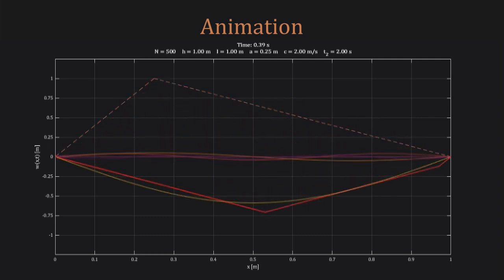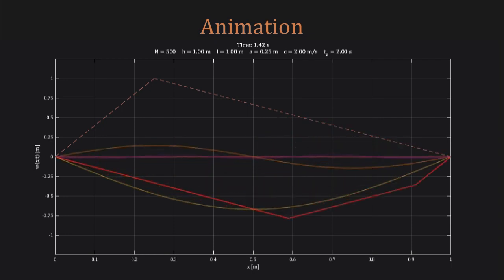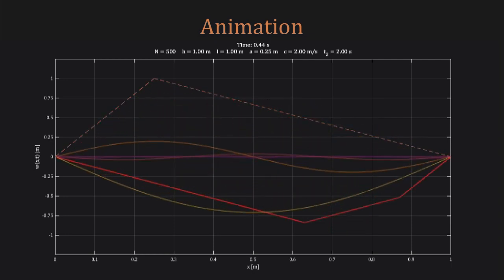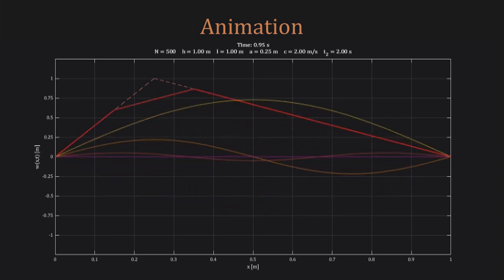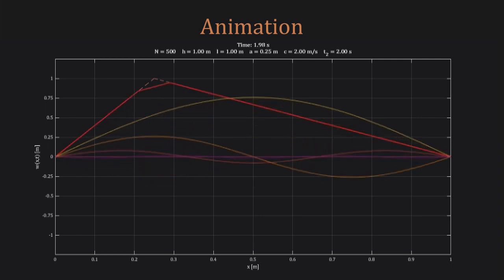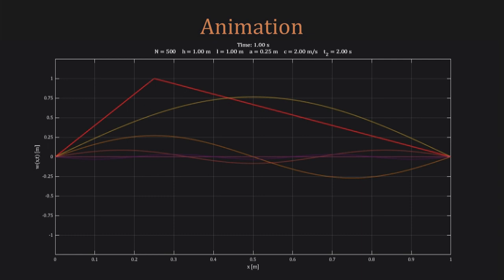Now I want to show what happens if we increase the wave speed up to 2 meters per second. And as you can see, everything is the same, but it happens a lot faster, as expected. With this speed, the string completes 2 cycles in 2 seconds, since the period is now 1 second.